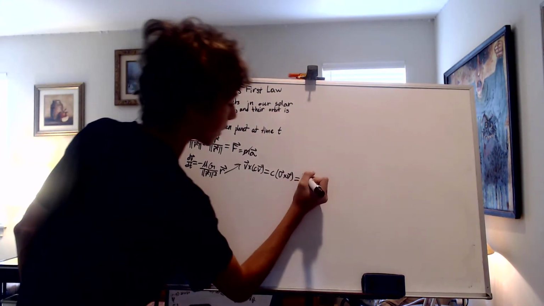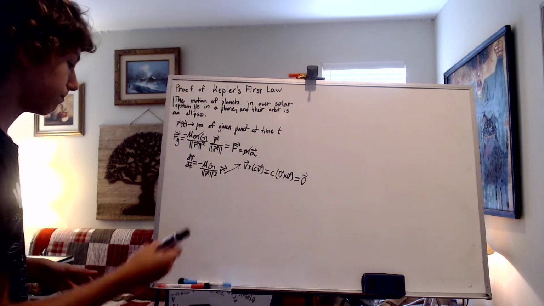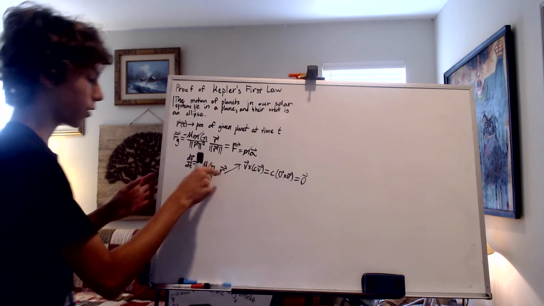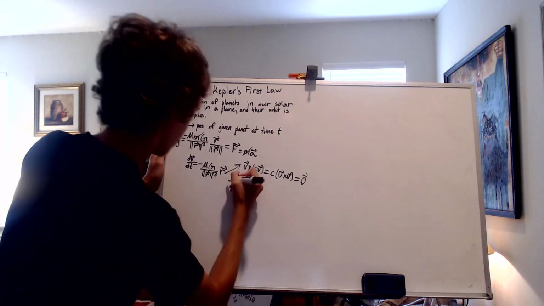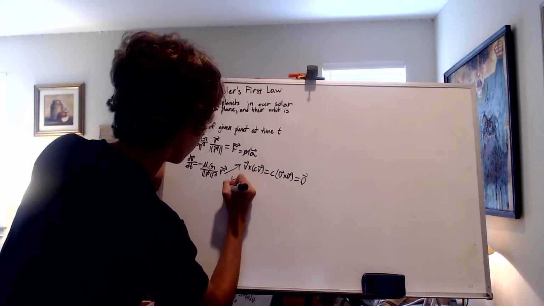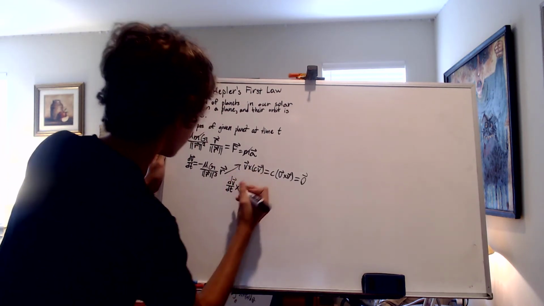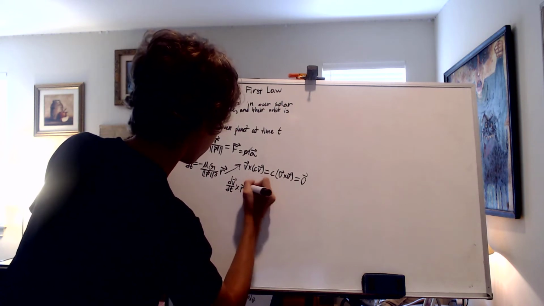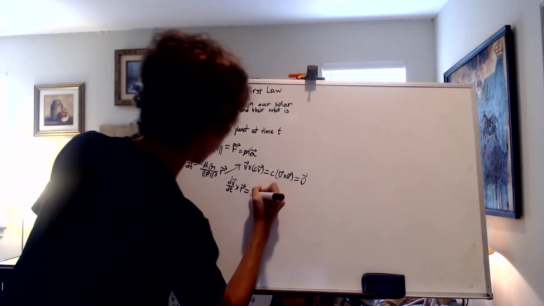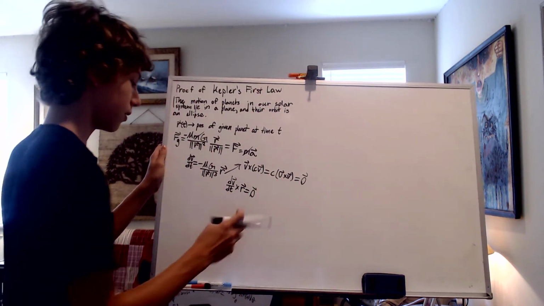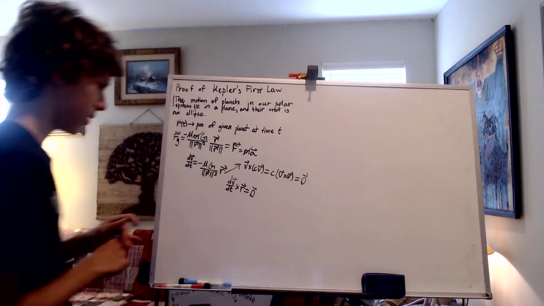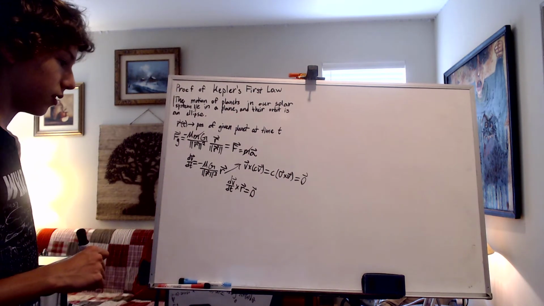So, the 0 vector, I should say. Therefore, the cross product of these two vectors is 0. So we have dv/dt crossed with r is nothing but the 0 vector. Okay, so how do we continue here?